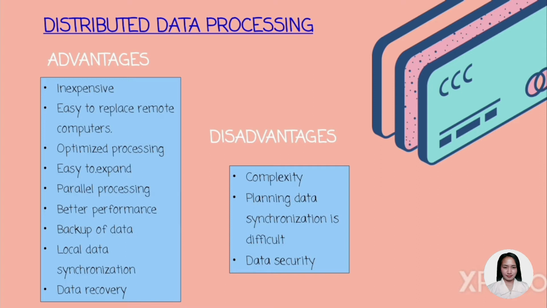Parallel processing: adding and removing computers from the network cannot disturb data flow. All data from different computers are processed in parallel. Parallel processing means data is updated at the same time from all nodes. Better performance: the overall performance of the company gets better and data is filtered and processed more rapidly in the distributed environment.